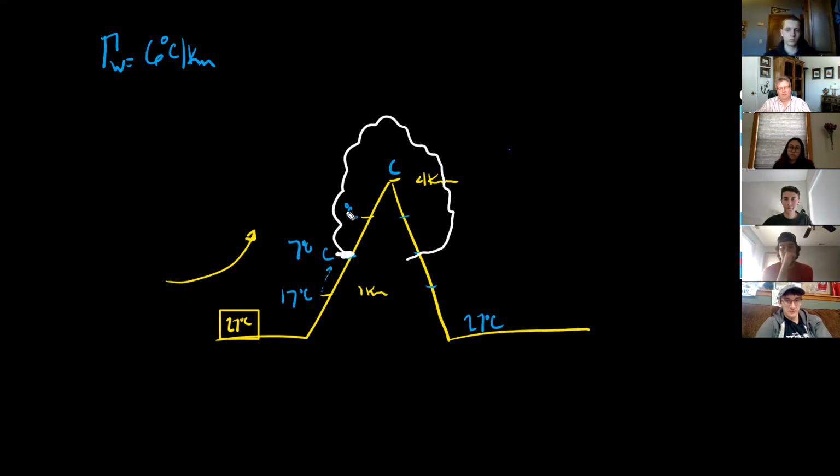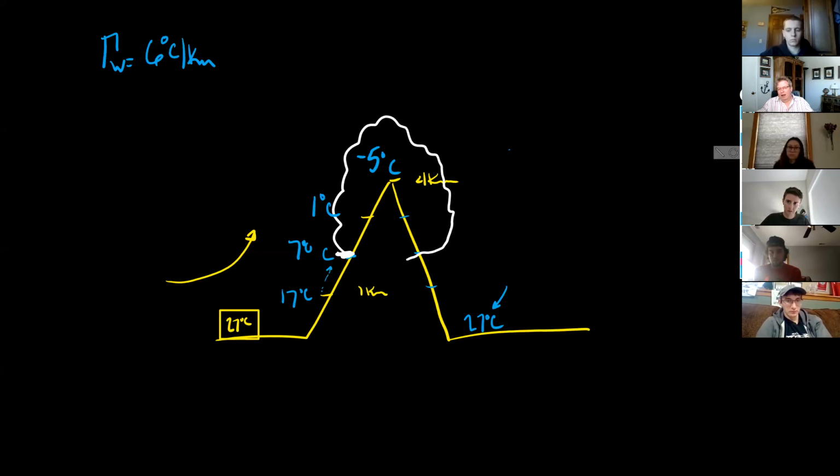So what's the temperature of the parcel at 1 kilometer now? It's 1 degree C. And then what temperature will it be on top of the mountain? This time it'll be -5. Okay, thank you. -5 degrees Celsius. Now, what will the temperature be down here? Is it still going to be 27? No.